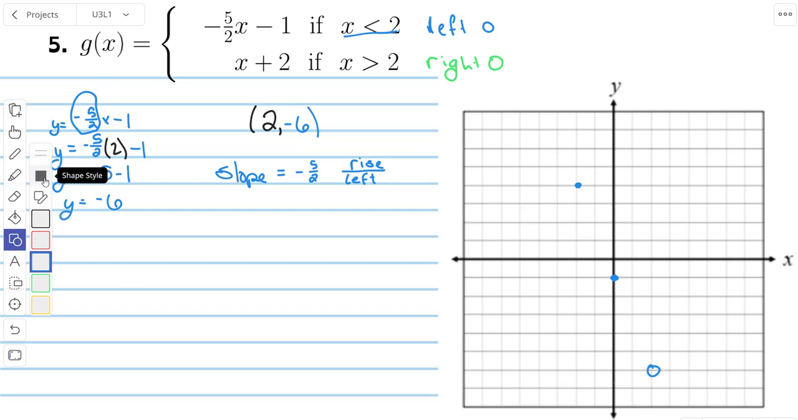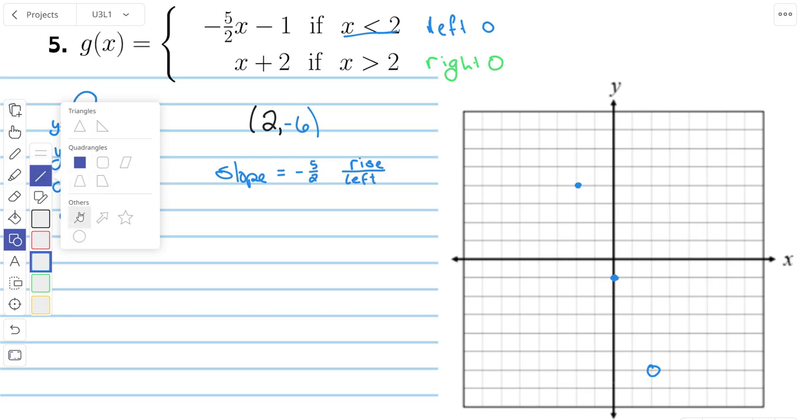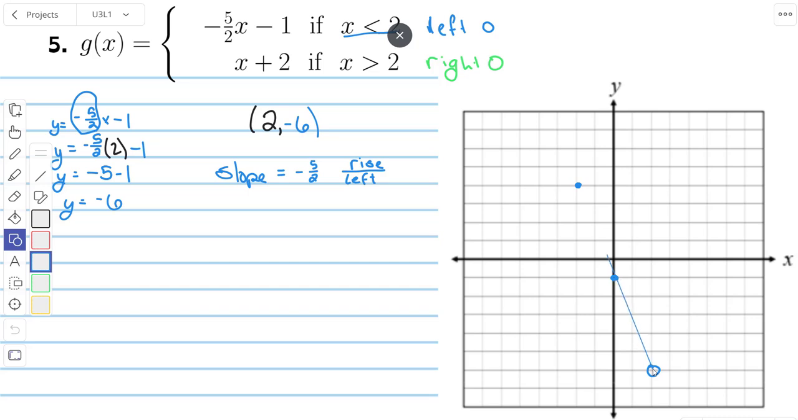And so when I do that, I'm going to start at that open circle, and I'm going to go back to the left. I cannot go to the right on this one. And at the end of it, I'm going to put my arrow.